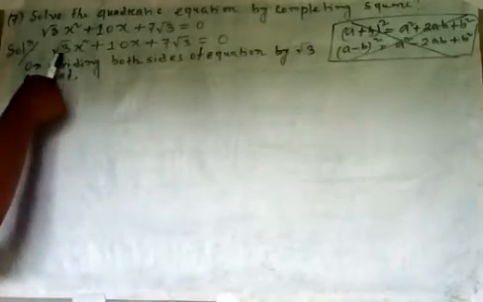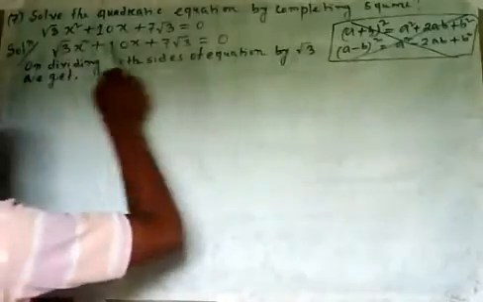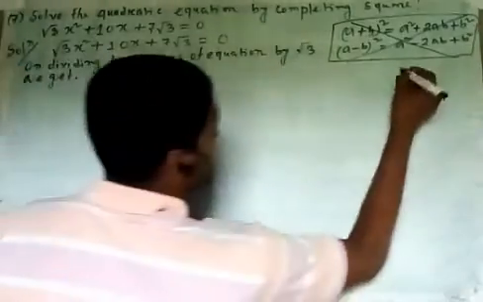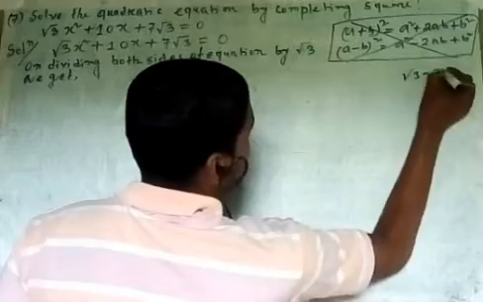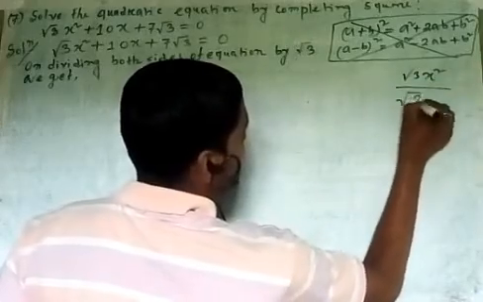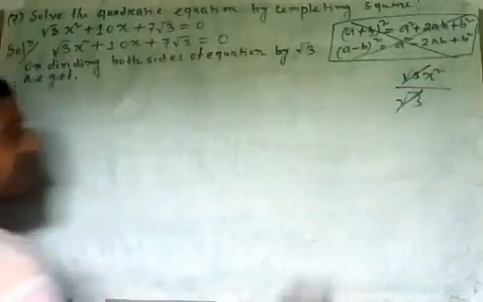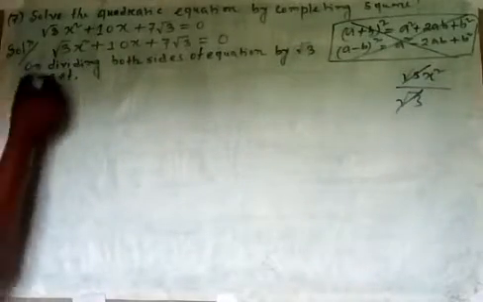First of all, root 3x square divided by root 3. So what we can see, root 3 cancels. It means how much remains? Only x square.